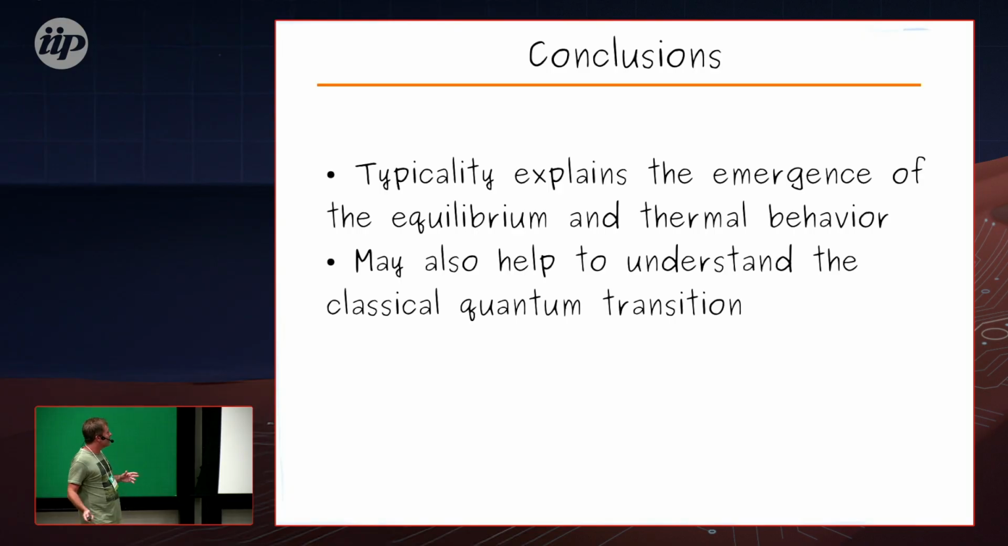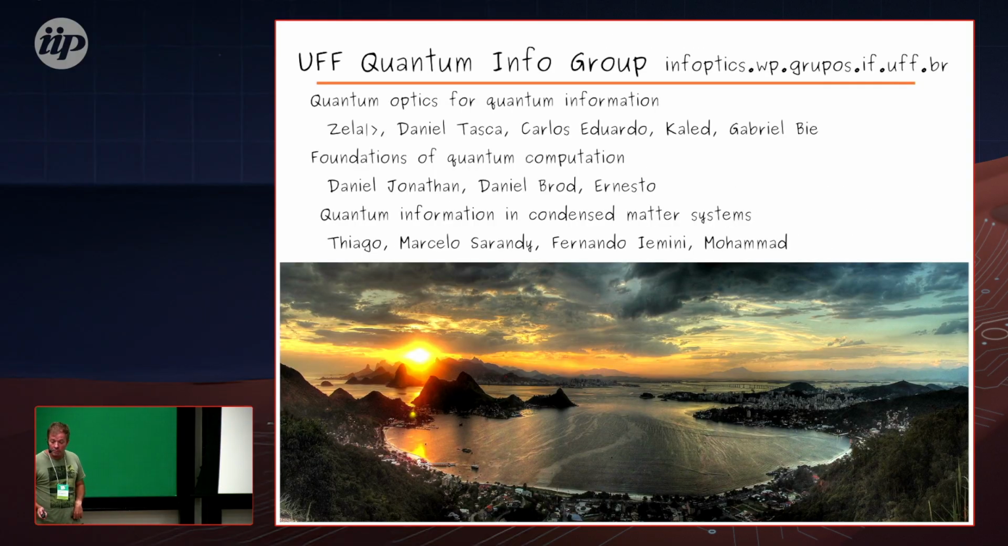So the conclusion is that typicality can explain the emergence of equilibrium thermal behavior. It can also help to understand the quantum-classical transition.